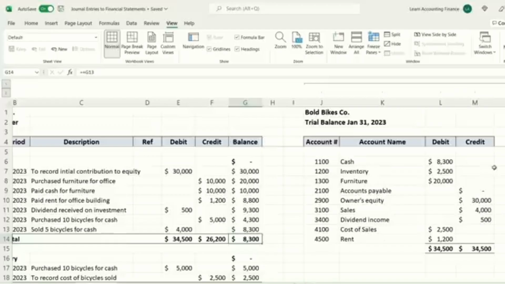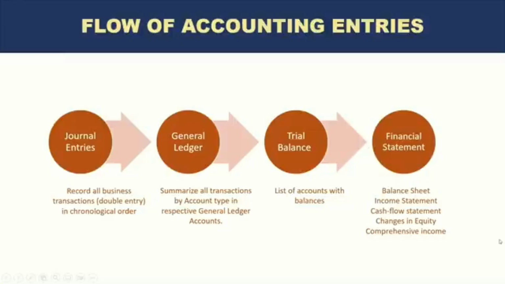Now this trial balance is a very important report. From this report, we prepare financial statements. The financial statements include the balance sheet, income statement, also known as profit and loss statement, cash flow statement, changes in equity, and comprehensive income. We will take a look at balance sheet, income statement, and cash flow from the entries that we have learned so far, and changes in equity and comprehensive income are two other statements which we will look at a little later.